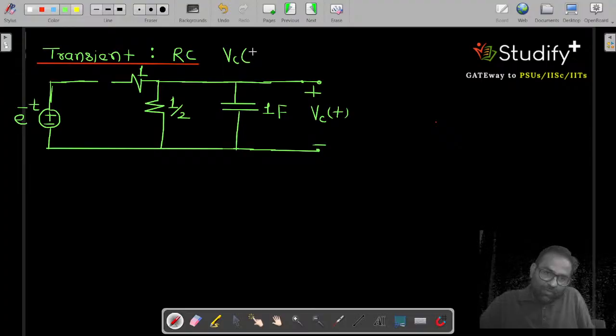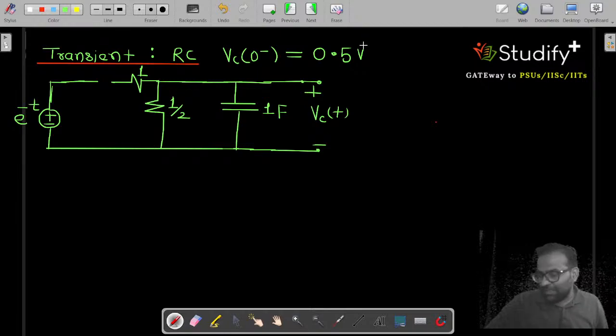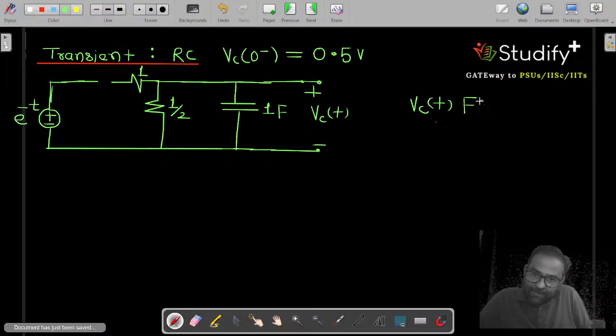VC(0 minus) means we don't have to analyze the circuit for t less than 0. This value is given as 0.5. And in this type of circuit, we need to solve the differential equation. You cannot solve this type of question directly. And what else is given? They want to analyze VC(t). The question is VC(t) for t greater than or equal to 0.